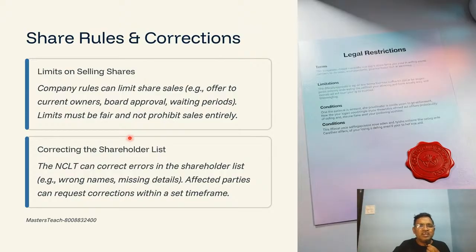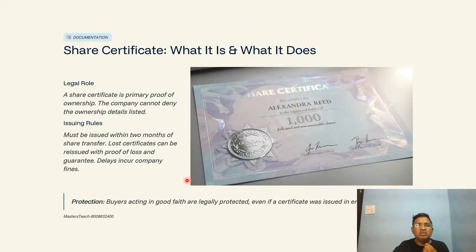Then correcting the shareholders list. NCLT can correct errors in the shareholders list. For example, wrong names are mentioned, or the share certificate number or date is missing. At that time they can approach NCLT and it will be rectified in a set time frame.